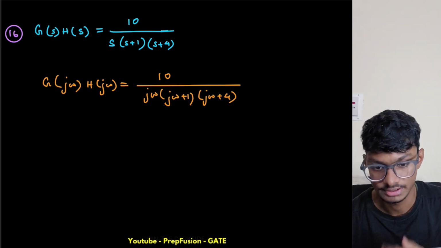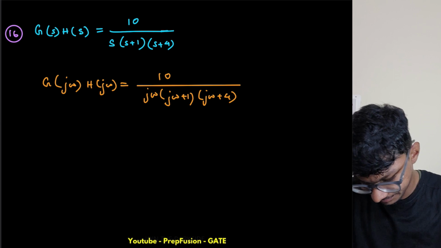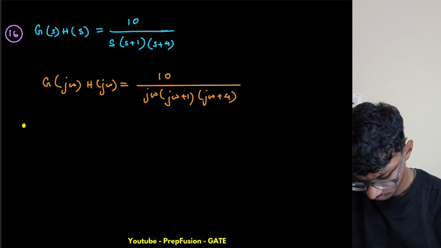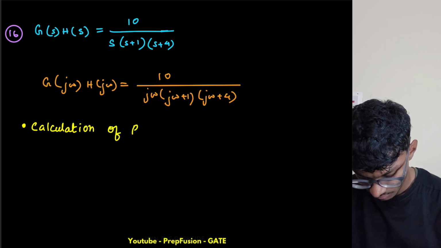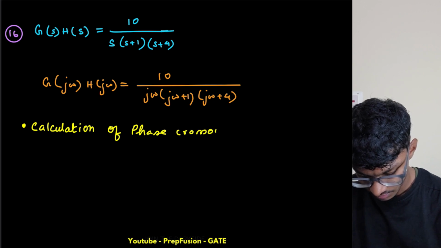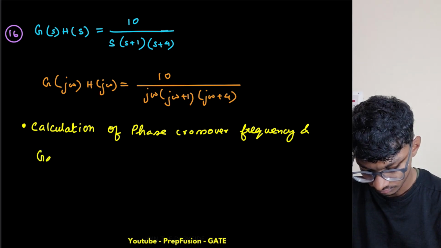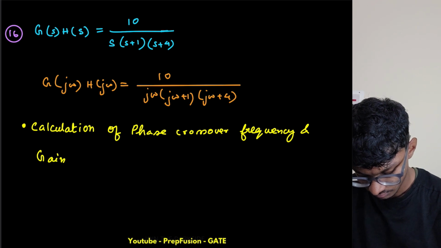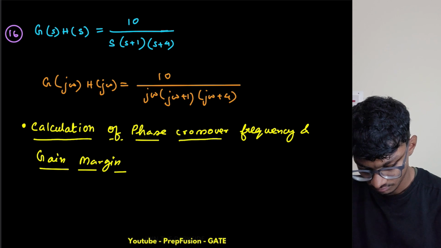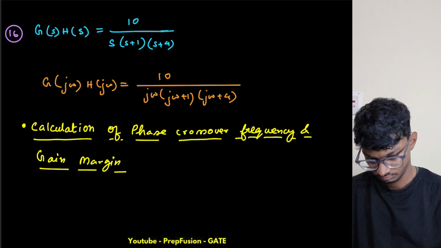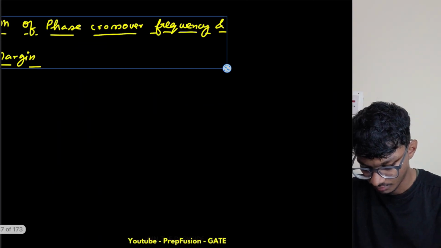So this is this one. Now let's calculate the phase crossover frequency and the gain margin basically. Crossover frequency. Okay, I should do this on the next page. So how to calculate the phase crossover frequency?